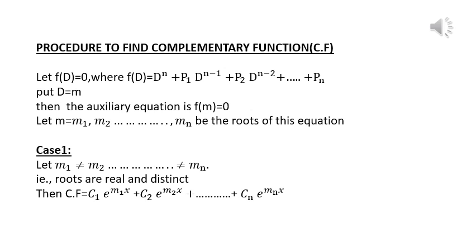In this case, the complementary function rule is, write CF is equal to C1 into e to the power m1x plus C2 into e to the power m2x plus ... plus Cn into e to the power mnx, where C1, C2, etc., Cn are arbitrary constants.